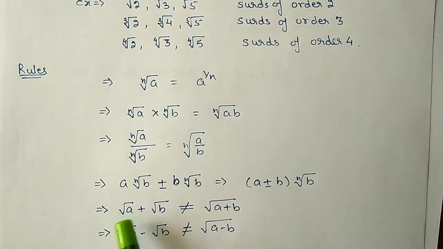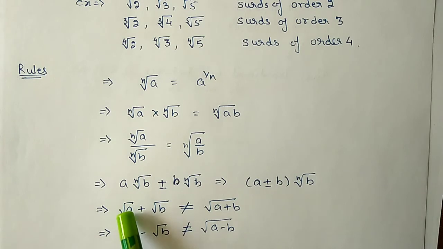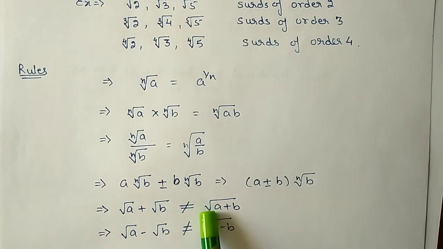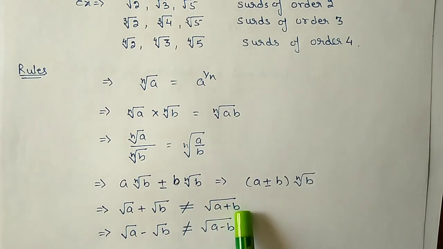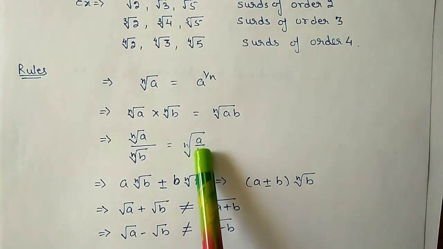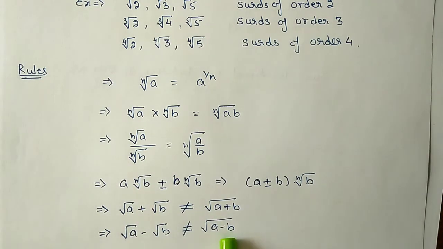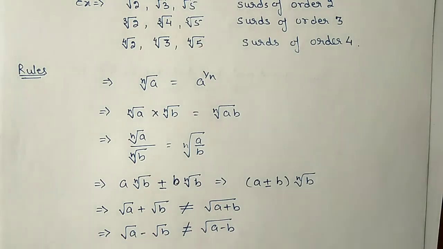Second thing, root a plus root b. For any two surds, if the order is the same but the value inside is different, then this is not equal to root of a plus b. For multiplication this rule is applicable, for division this rule is applicable, but for addition and subtraction this rule is not applicable. The value will come different on both sides.